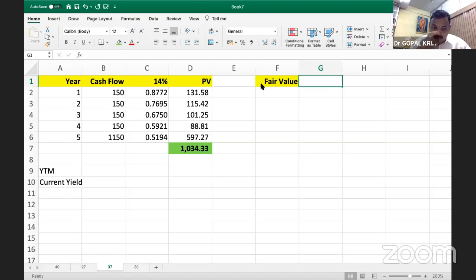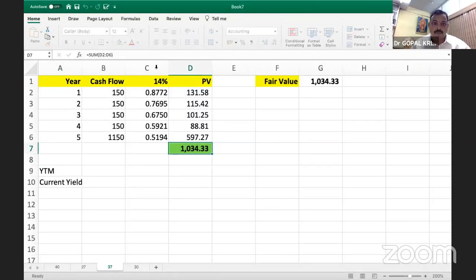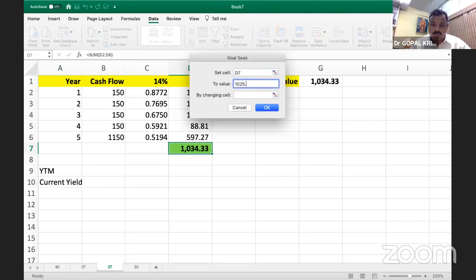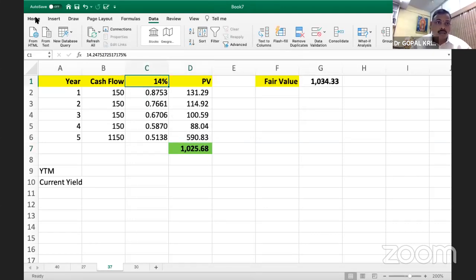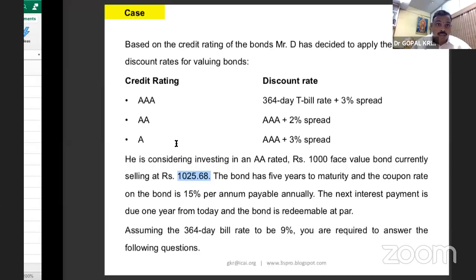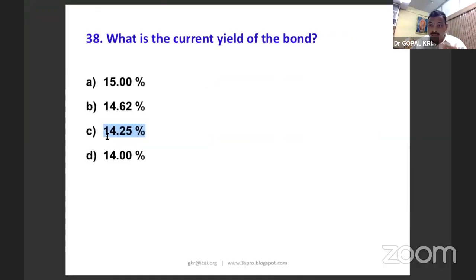The fair value of the question is 1034.33. So this is the fair value of the bond. Now, I will change this to 1025.68. What is your yield? Your yield is actually not 14, it will be greater than 14. Please look here, it will be 14.2475. So this is your YTM. In this question, 14.25 is there, but 14.25 is not the answer because 14.25 is YTM.